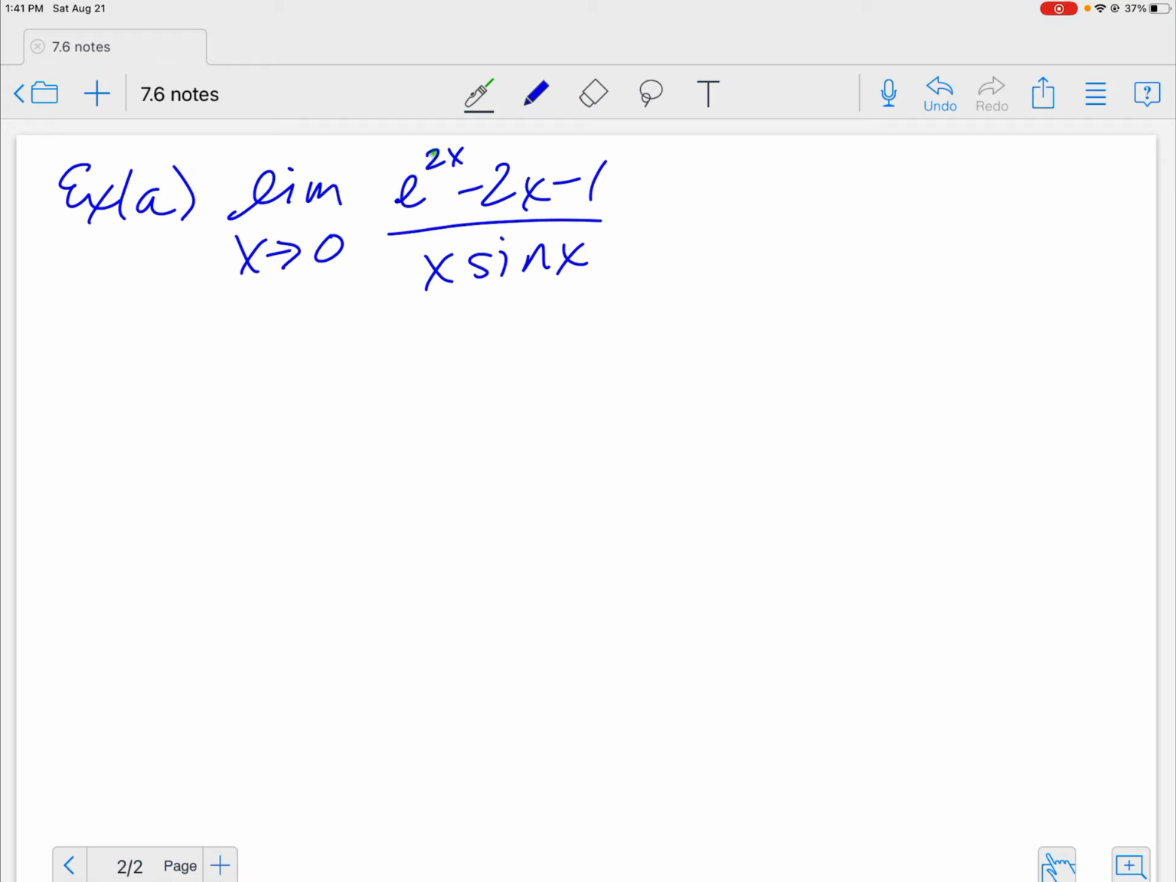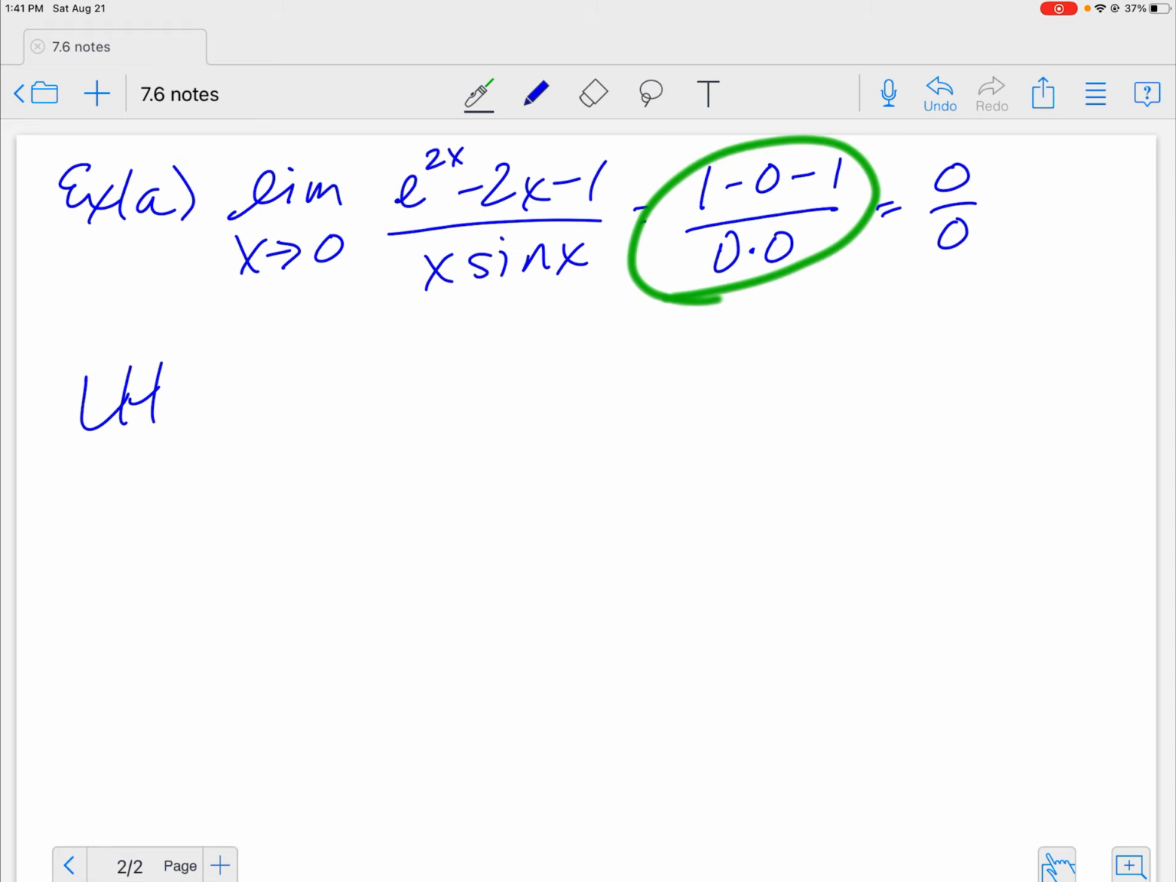Well, if I plug in a 0 here, anything to the 0 power is 1. So this is going to be 1 minus 0 minus 1 over 0 times 0, right? Which is 0 over 0, indeterminate form. And what do we get to do? L'Hopital.